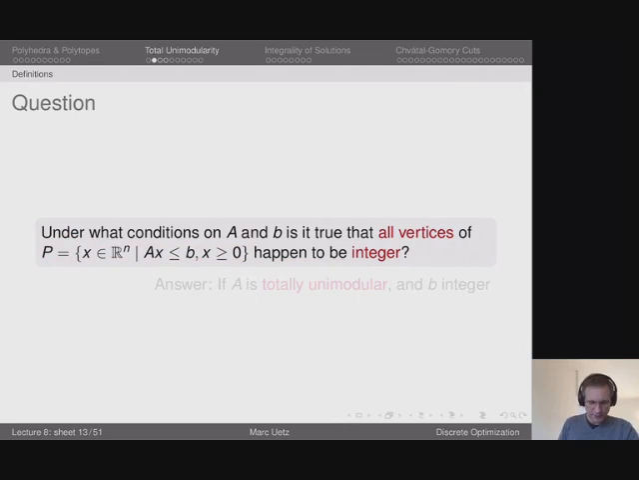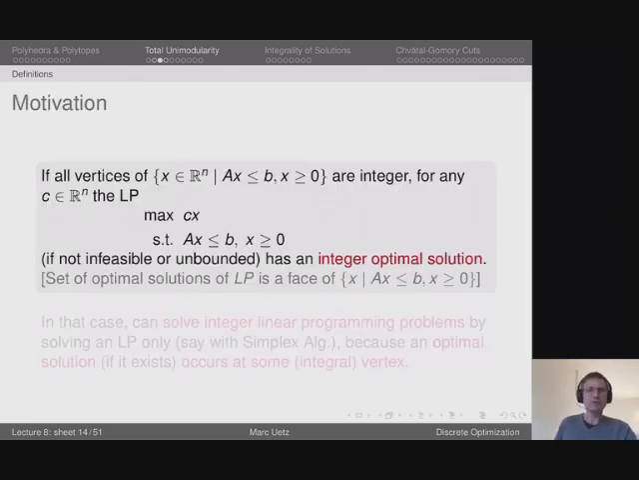And the polyhedron is just a polyhedron defined by an inequality system Ax less or equal than b and x non-negative, because very often in optimization, the solutions by default should be non-negative. And the answer is going to be, this happens to be the case when this matrix is totally unimodular and the right-hand side has to be integer. So why is this interesting? Well, that is interesting because of the following.